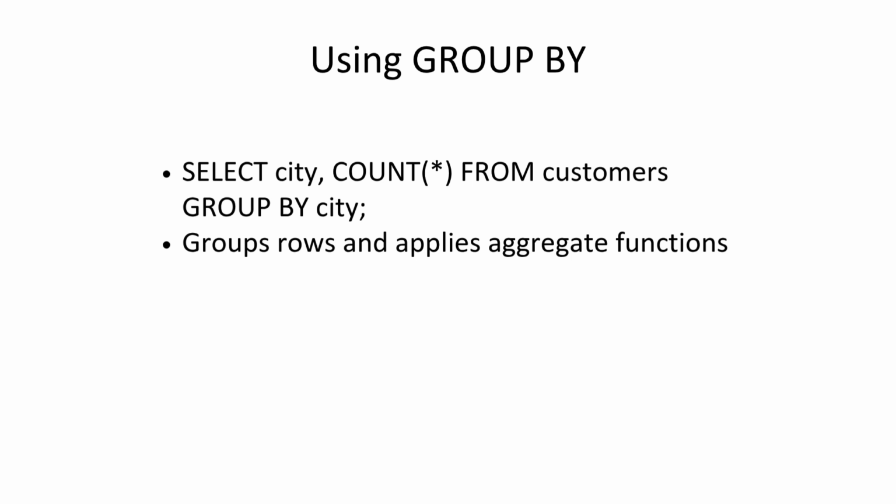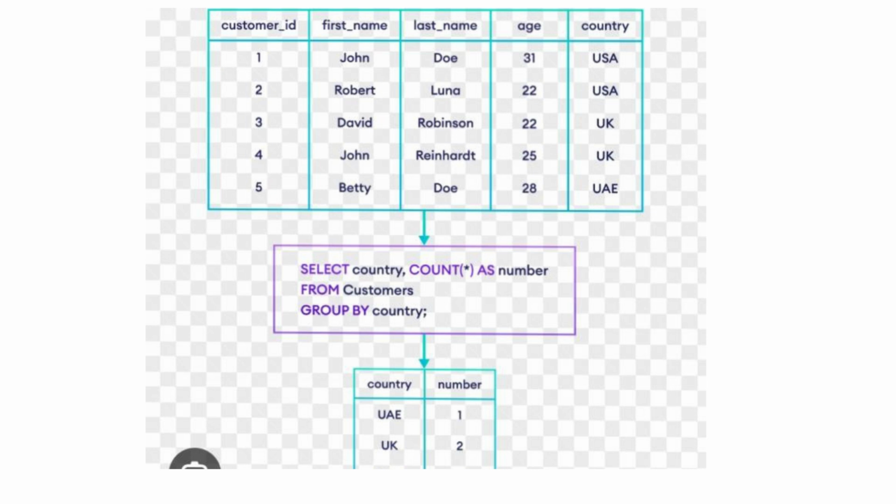Using GROUP BY. GROUP BY is used with aggregate functions to group rows. Example: SELECT city, COUNT(*) FROM customers GROUP BY city; This shows how many customers are in each city. It's very useful in reports and dashboards when summarizing data by category.